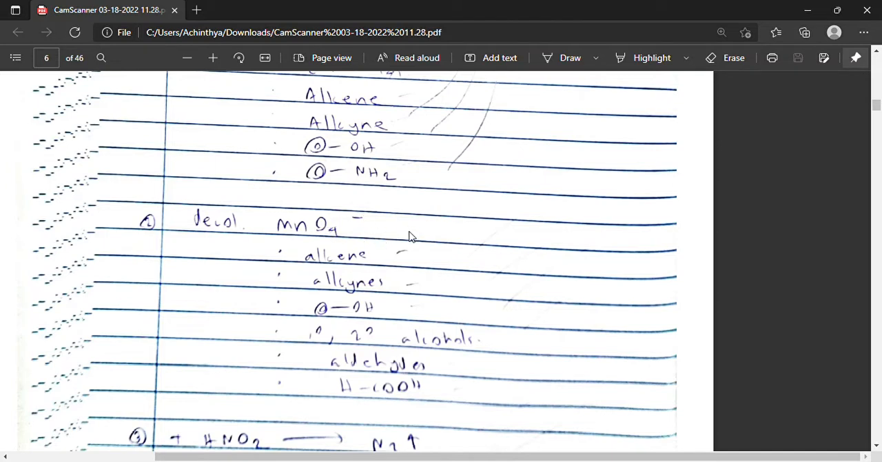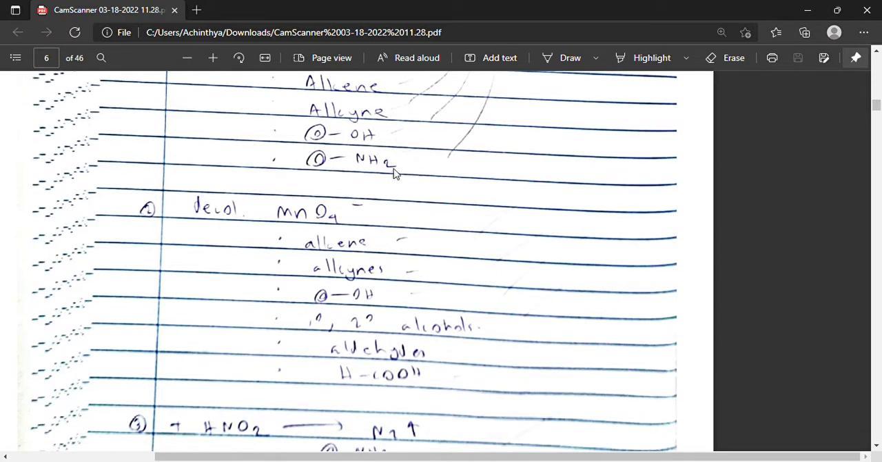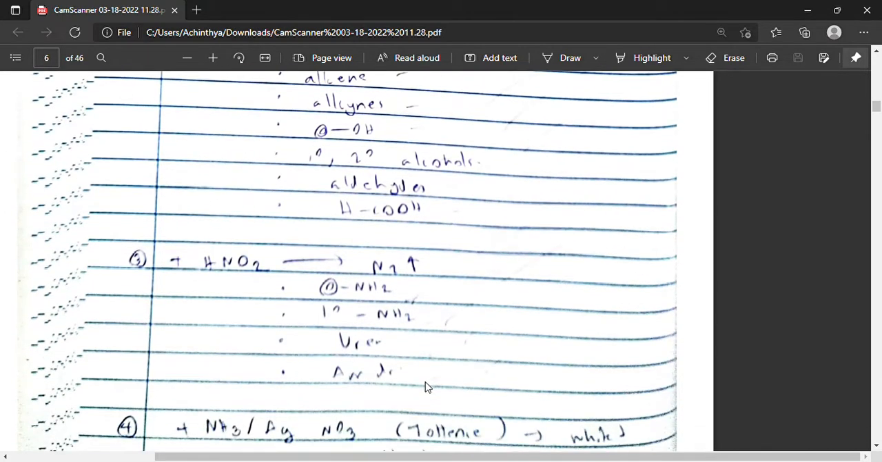If something decolorizes acidic permanganate or even basic permanganate, decolorizes permanganate in general, it could either be an alkene, an alkyne, a phenol, primary or secondary alcohols, aldehydes, or formic acid.